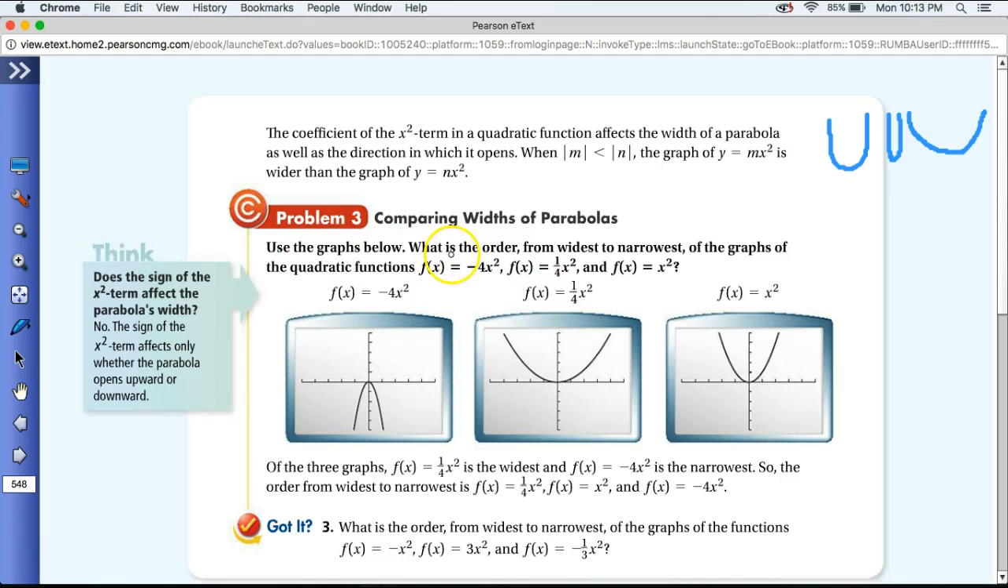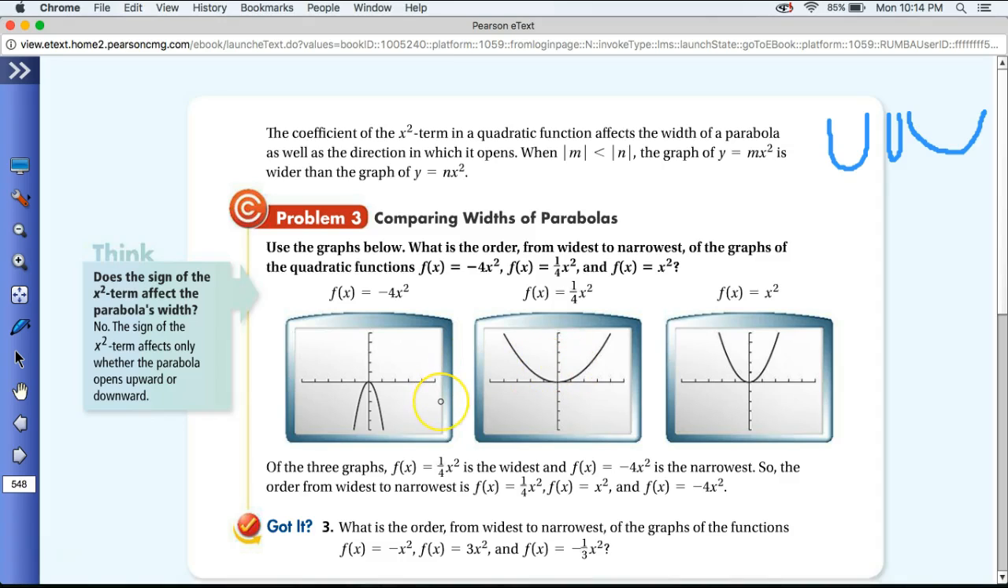Use the graphs below. What is the order from widest to narrowest of the graphs of the quadratic functions f of x equals negative 4x squared, 1/4 x squared, and regular plain old x squared? If you were to graph each of these on a graphing calculator, this would be the graph of this function, this one of this function, and this one of this function. That's really helpful to see visually. You can see that this guy, even though it's upside down, is the skinniest of the three. This guy, right side up, is the fattest of the three, and this guy would be in the middle.